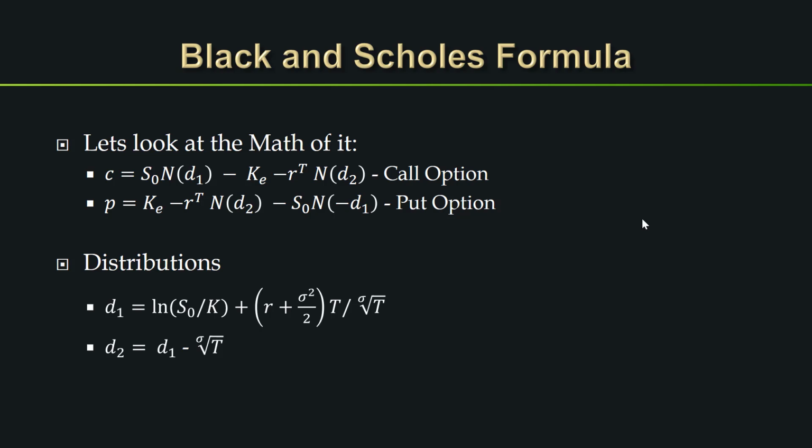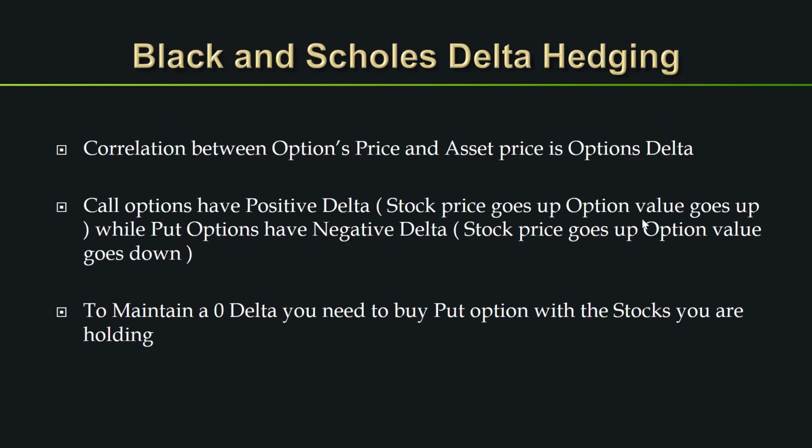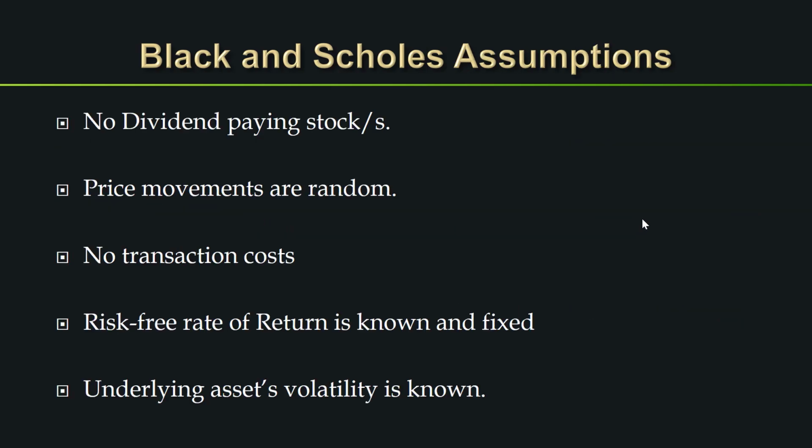Just to do a little bit of recap, let's look at what we saw in the previous sessions. We basically covered what is Black and Scholes and how it was developed, and we have also seen what is delta hedging, what is the correlation between the option's price and the asset price, what is the positive delta and what is the negative delta. Then we moved on to the assumptions of the Black and Scholes, and we saw no dividend paying stocks, price movements are random, no transaction costs, and stuff like that.